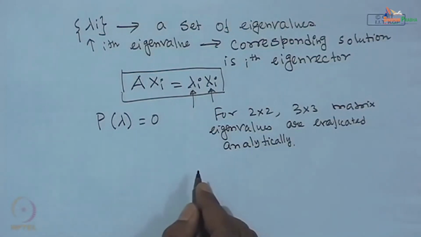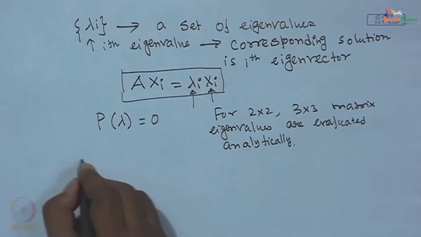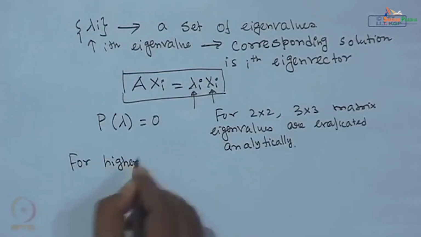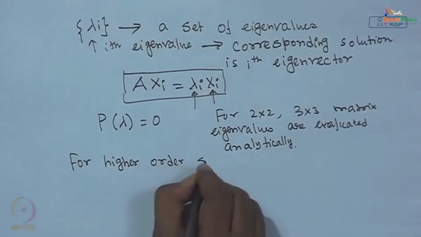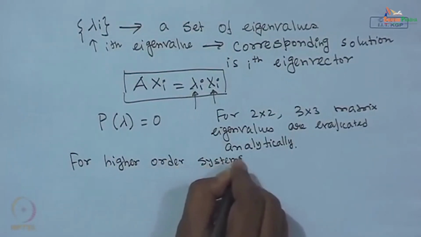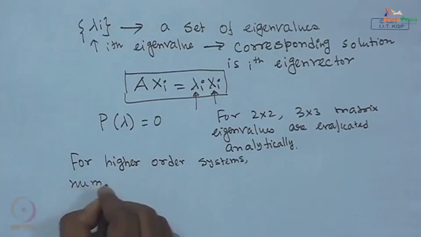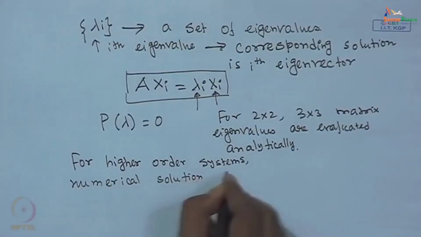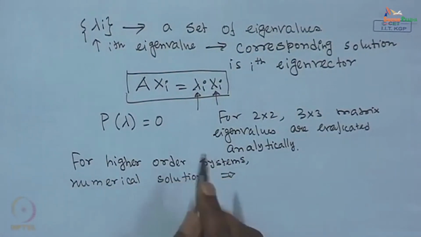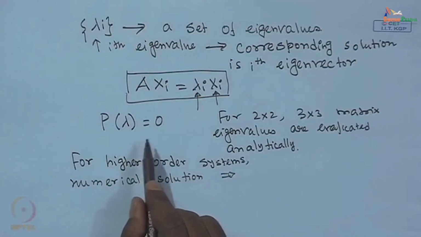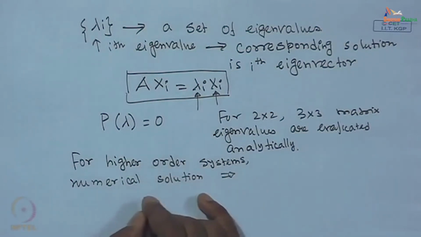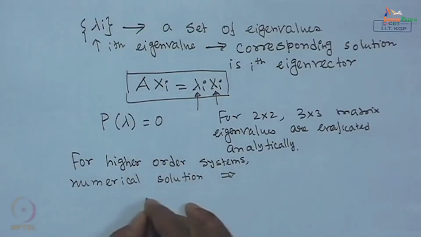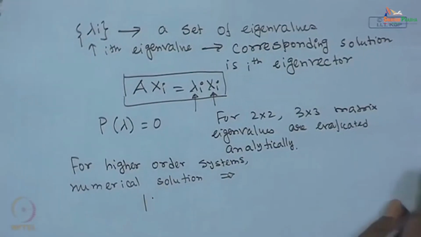For higher order systems, we have to take recourse to some numerical techniques. Numerical solution is required. One can take recourse to the Newton-Raphson algorithm to find out the first root, then one has to use some kind of numerical method to evaluate all the eigenvalues or all the roots of this equation. Maybe Horner's method may be one of them.